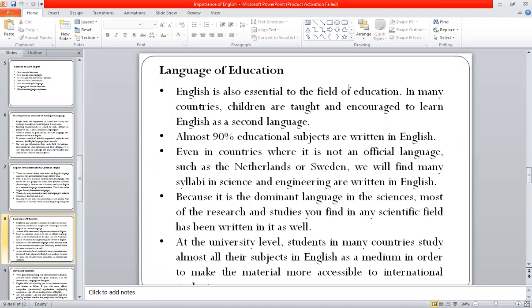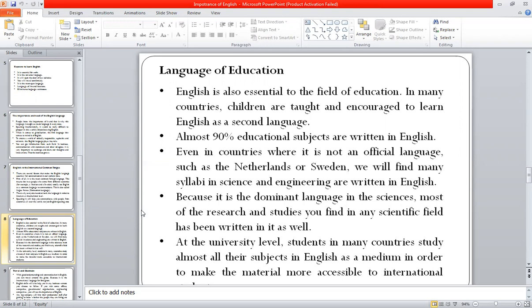Yes, then the third point we have discussed was that even in countries where it is not an official language, there are many countries like the Netherlands and Sweden which don't have English as an official language. There, English is taught as a secondary language. Okay, so that's why you can see that these are the countries where this language is taught as the second language.